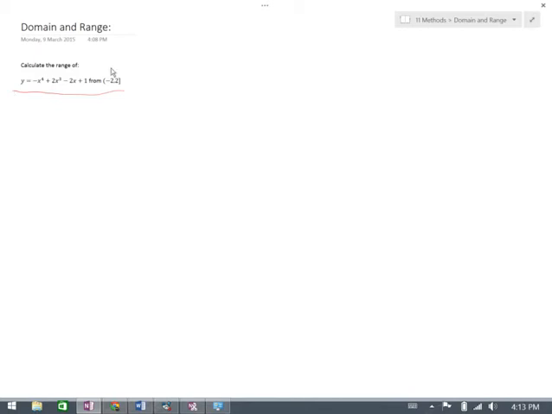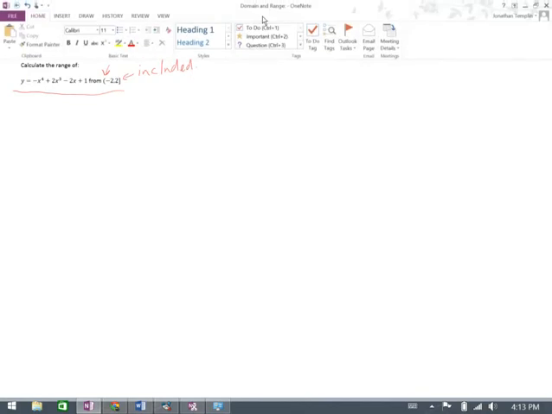And notice that again, the round bracket here means the negative 2 is not included, and the square bracket is telling us that our positive 2 is included. Now what I've mentioned before is that it's really helpful if we can actually graph our function and see a picture of what's going on. So let's have a look at that.